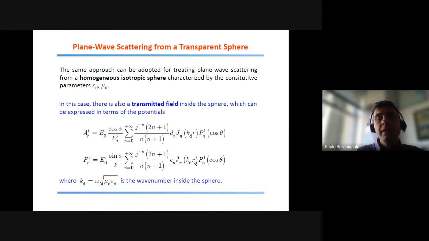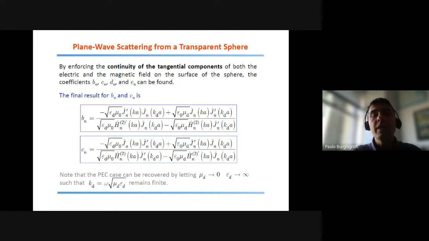Note that now the wave number that occurs inside the Bessel function argument is the wave number kd of the medium inside the sphere, of course, since we are describing a field that is a solution of Maxwell equations inside that medium. By enforcing the boundary conditions, which are now the continuity of the tangential components of both the electric and the magnetic fields on the surface of the sphere, you may find a system of linear equations in the unknown B sub n, C sub n, D sub n, and E sub n. And finally, you are able to find everything, the scattered as well as the transmitted field.